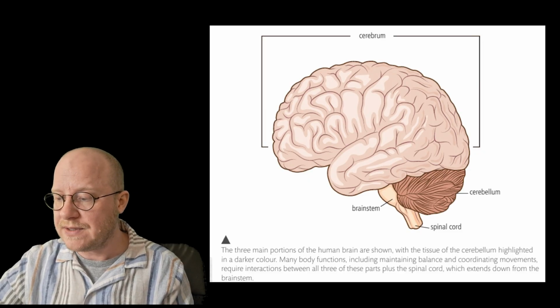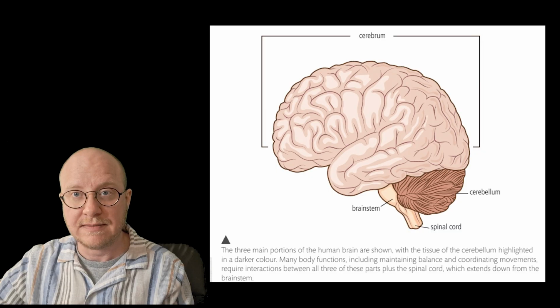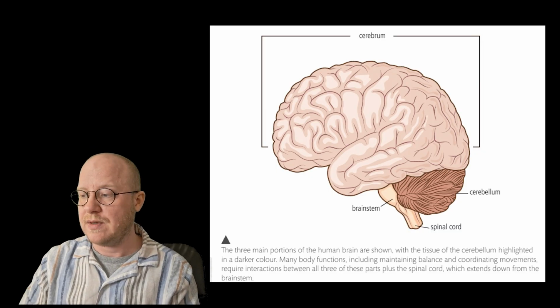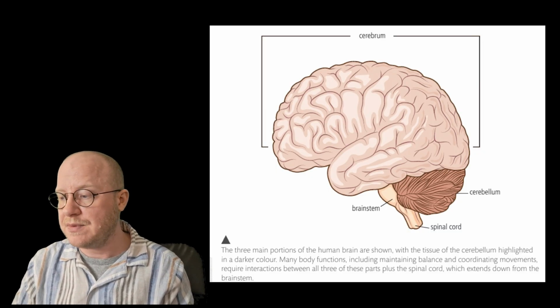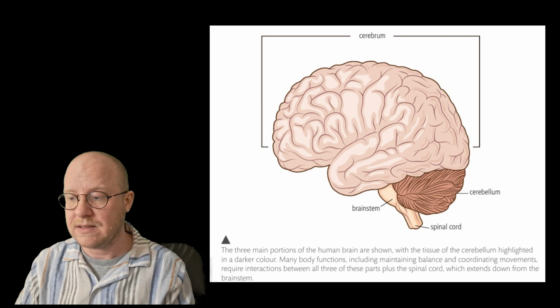Okay, so the role of the cerebellum in coordinating skeletal muscle contraction and balance. That's what you need to know from that. So what part of the brain is responsible for coordinating balance and the skeletal muscles contraction? It's the cerebellum.